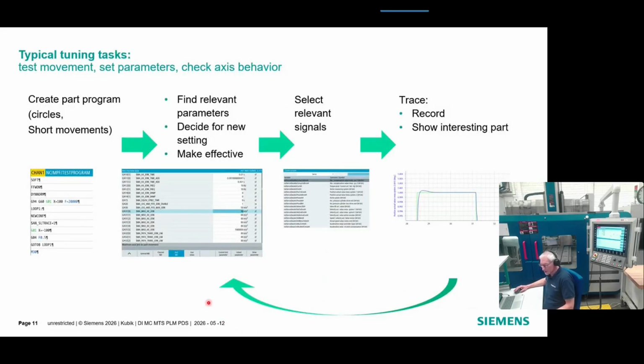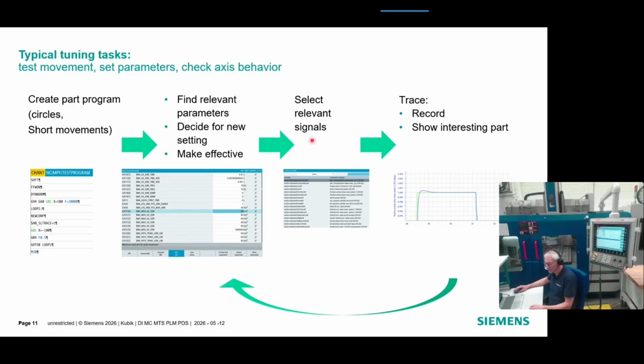Maybe you know that situation from now, that when you need to tune a CNC axis, you have to think about a test movement and you have to create a part program and debug it. And then when it runs, you have to think about which parameters are relevant for this task I have to do. So you have to find the parameters, you have to know the index which is effective right now. And then after you have done the test movement, you need to record the movement. And for that, you need to know relevant signals. And finally, you need to get it on the screen to judge it.